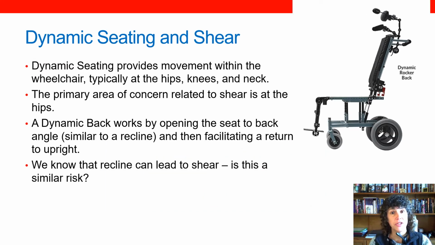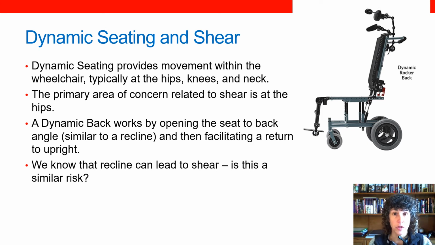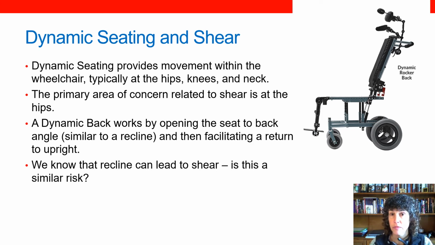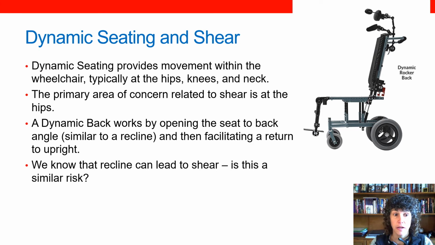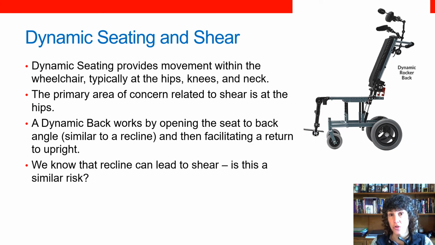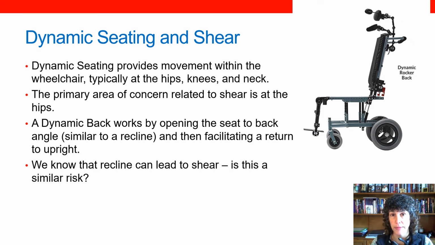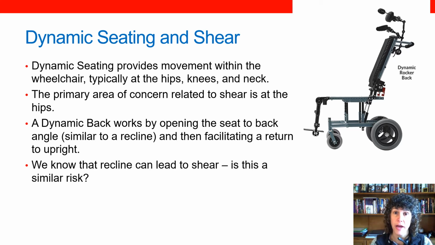Now, dynamic seating provides movement within a wheelchair, typically at the hips, the legs, the neck. The primary area of concern in relation to shear in dynamic seating is at the hips. So a dynamic back works by opening the seat to back angle. You can see that in this little animation here. Now we know recline can lead to shear. So what about dynamic seating?